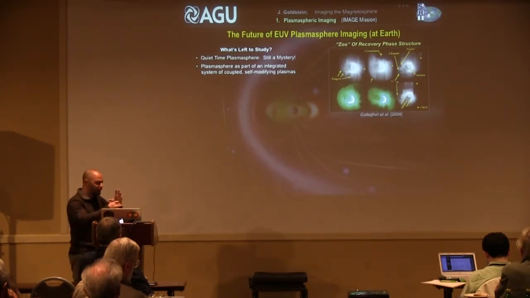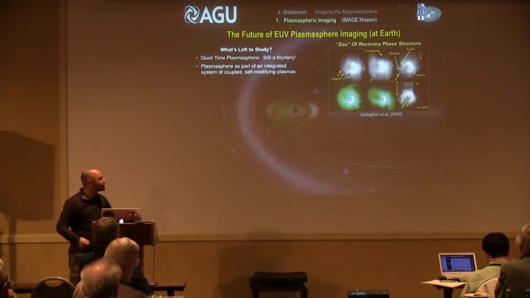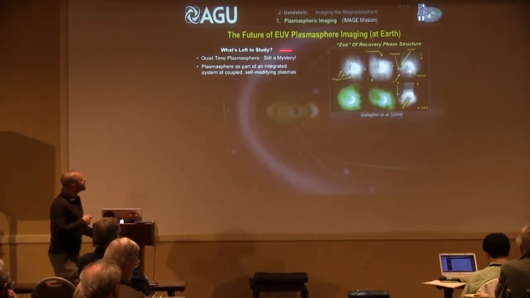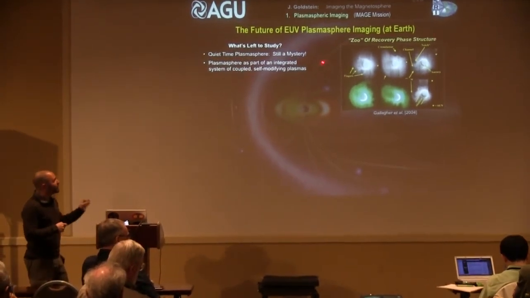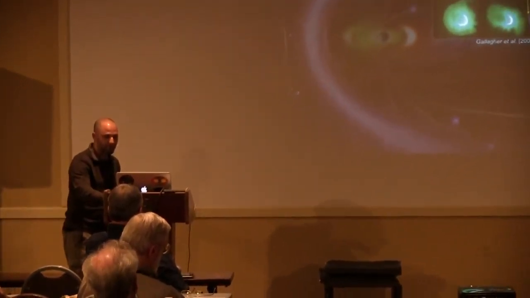Finally, very fine scale structure in the flow fields. More subtle effects like interchange instability perhaps are working when convection pulls away, like the stars coming out at night when the sun goes down. The plasmasphere is part of an integrated system of coupled self-modifying plasmas, I think, which is still worth looking at. What do we want?